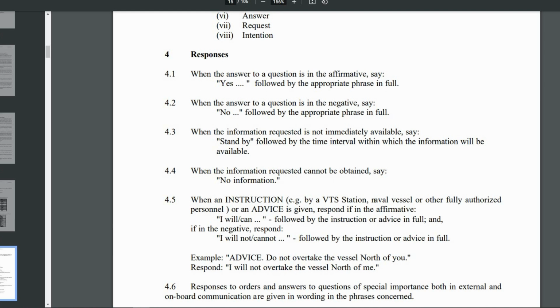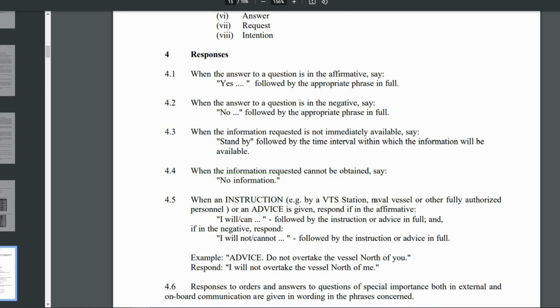4. Responses. 4.1 When the answer to a question is in the affirmative, say yes, followed by the appropriate phrase in full. 4.2 When the answer to a question is in the negative, say no, followed by the appropriate phrase in full. 4.3 When the information requested is not immediately available, say stand by, followed by the time interval within which the information will be available. 4.4 When the information requested cannot be obtained, say no information.